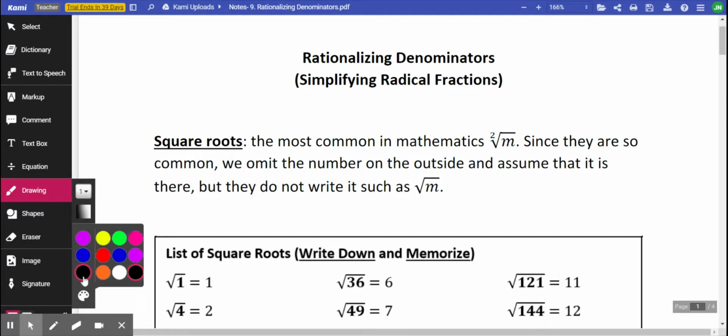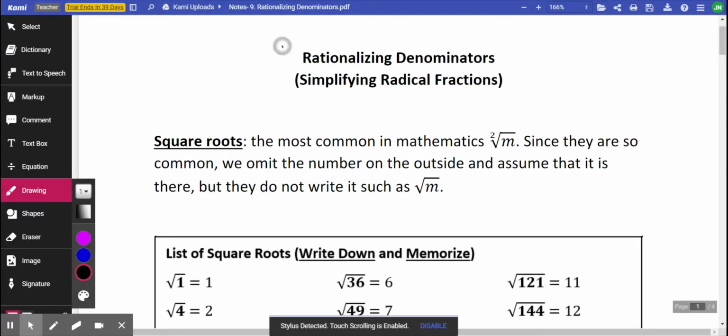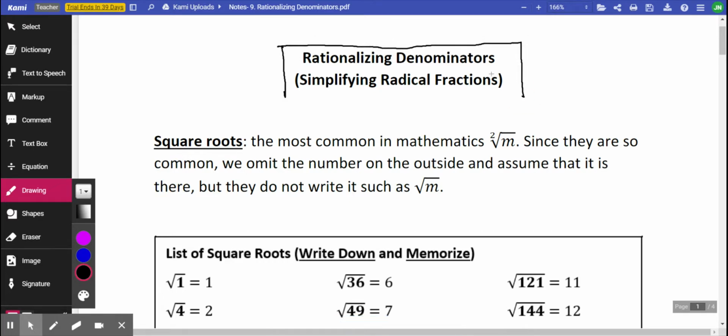Hey everybody, in this lesson we're going to be talking about how to rationalize denominators when we're dealing with fractions. We've already explored what to do with radicals and how to simplify square roots. So just a quick recap on what we talked about in a previous lesson.